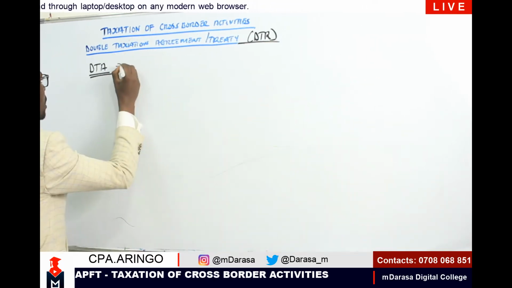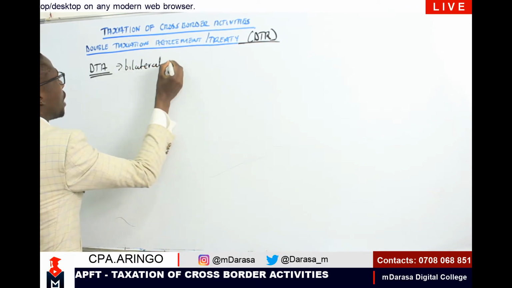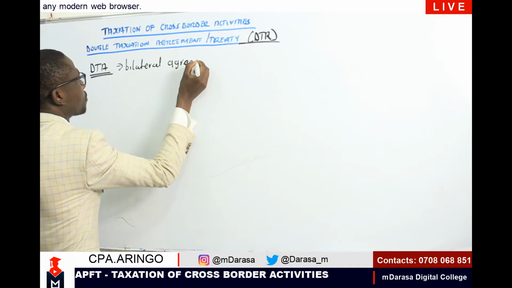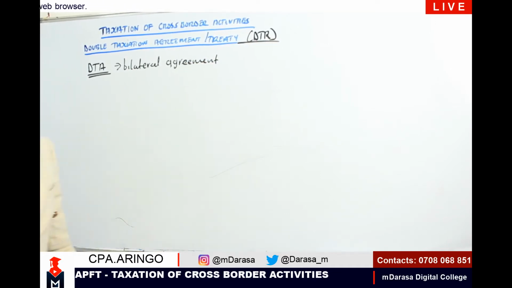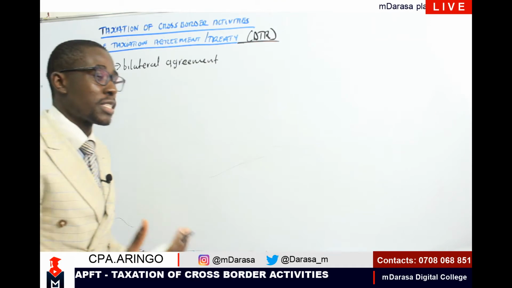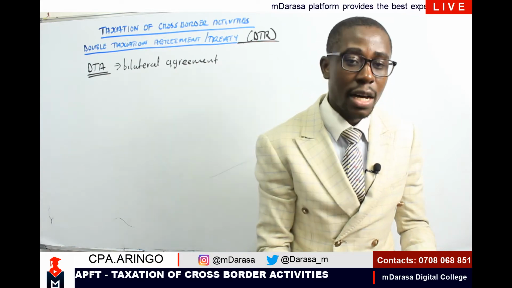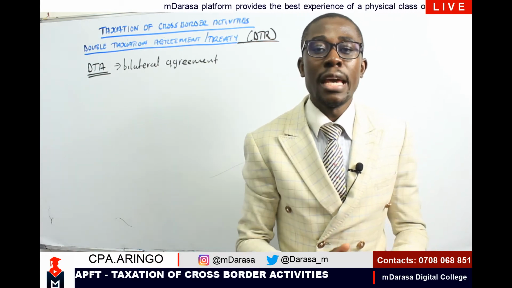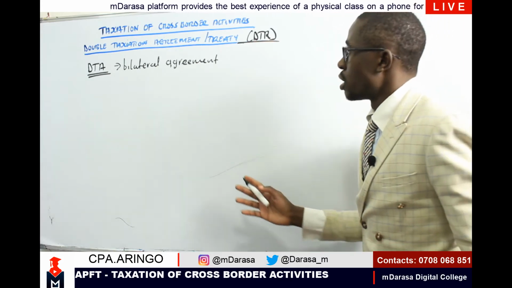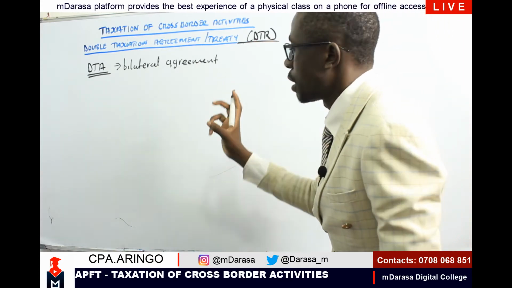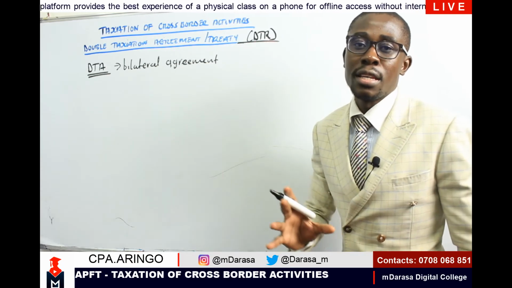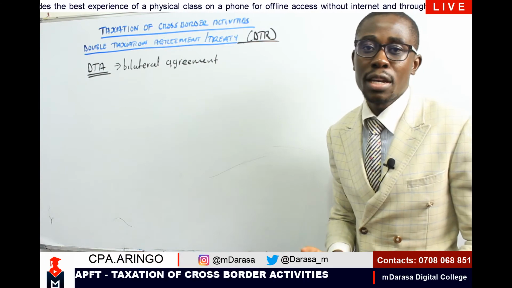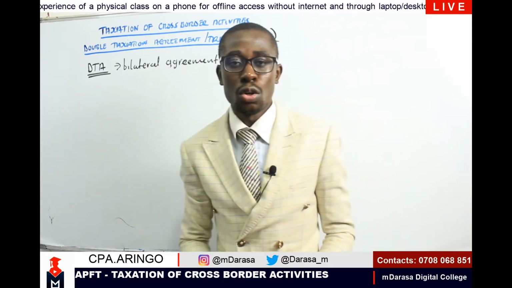It's a bilateral agreement between Kenya and other countries seeking to set out the implications and avoidance of double taxation. So we are talking of DTA as a bilateral agreement between Kenya and the other country, seeking to set out the implications and avoidance of double taxation.